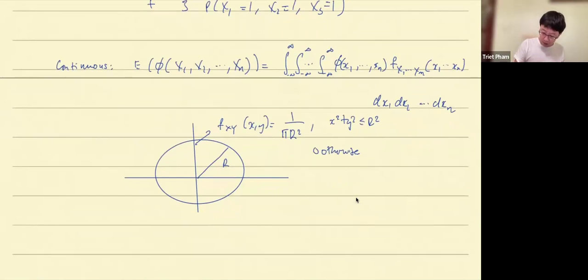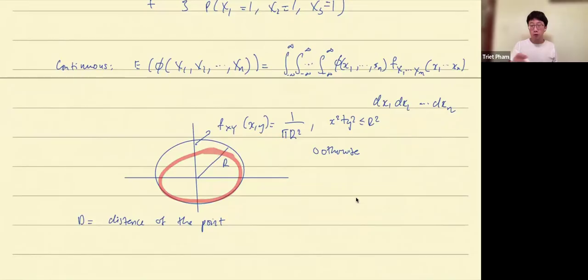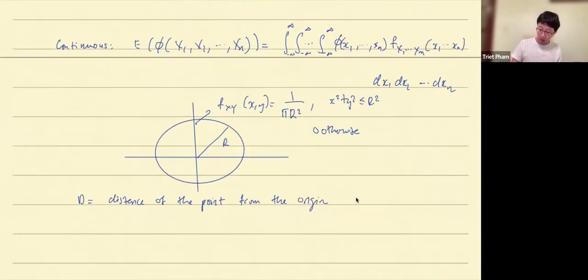We let D be the distance of the point. Of course, this is the density of a point selected randomly, uniformly, over the circle. So D is the distance of the point from the origin. This is quiz 4: find the expectation of D.